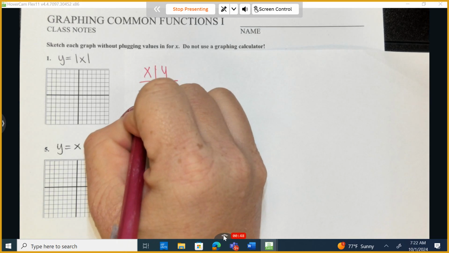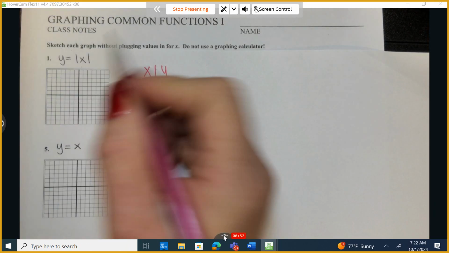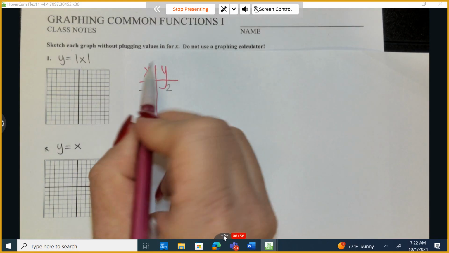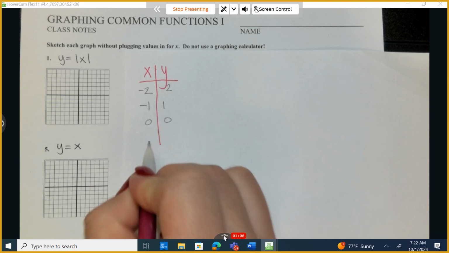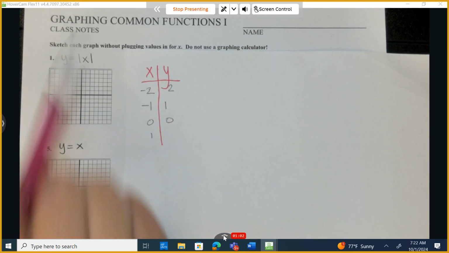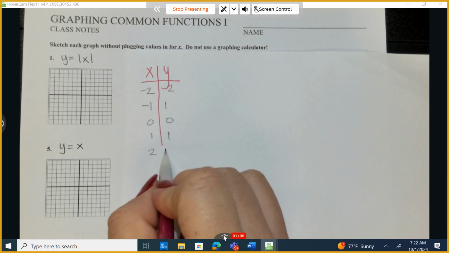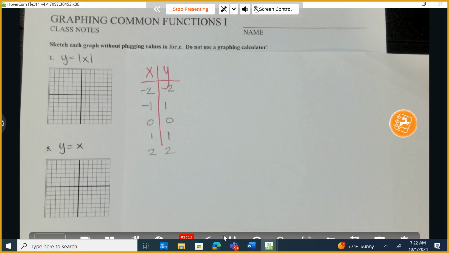When I substitute in -2 for the x value, the absolute value of -2 is +2. When I substitute in -1, the absolute value of -1 is +1. 0 goes to 0. The absolute value of +1 is 1, and the absolute value of +2 is 2. Remember, absolute value is going to share with us the distance from the origin.